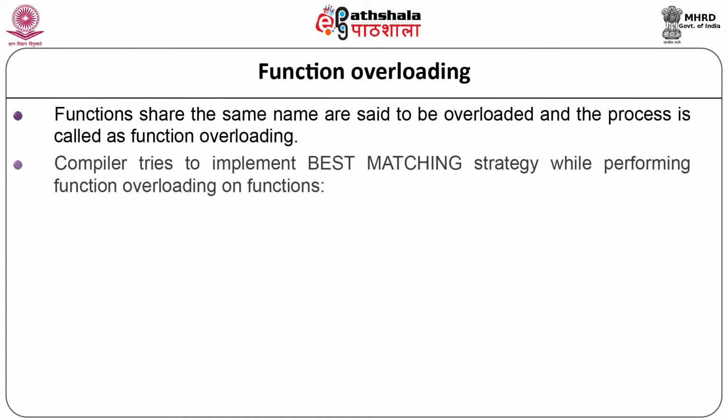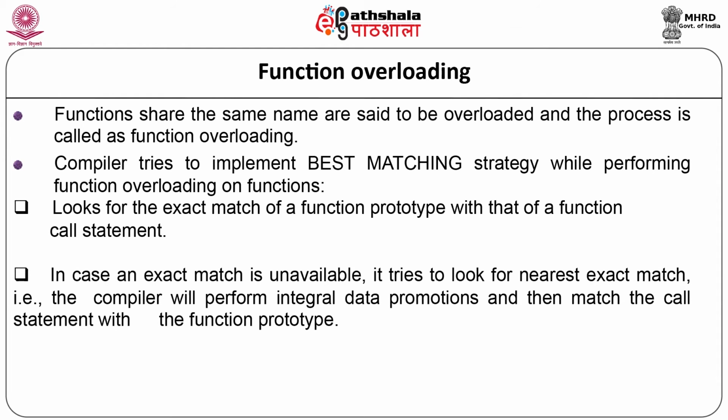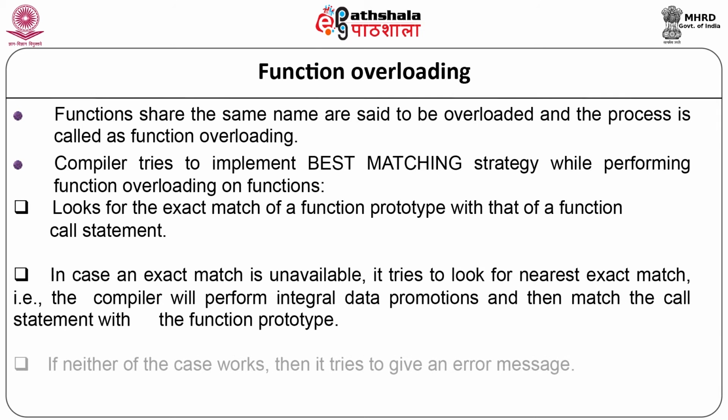The compiler tries to implement a best matching strategy while performing function overloading on functions, and the strategy is as follows: it looks for the exact match of a function prototype with that of a function call statement. In case an exact match is unavailable, it tries to look for the nearest match. That is, the compiler will perform integral data promotions and then match the call statement with the function prototype. If neither of the cases works, then it gives an error message.